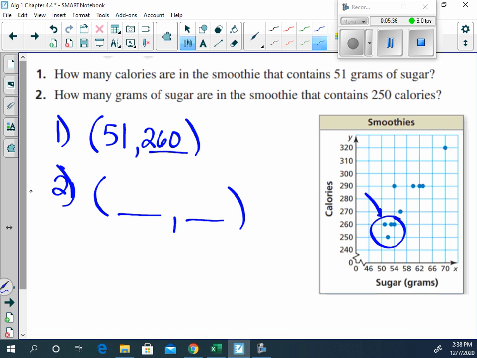Now the second part is asking how many grams of sugar in the smoothie that contains 250 calories. So 250 calories is our y. So how many grams of sugar would that be? So it's this point right here, yes? Well, again, that's kind of close in the middle of those two. So I would say 50, what? What do y'all think? I think 52, because it's about right there in the middle, isn't it? Yeah. And that's it.